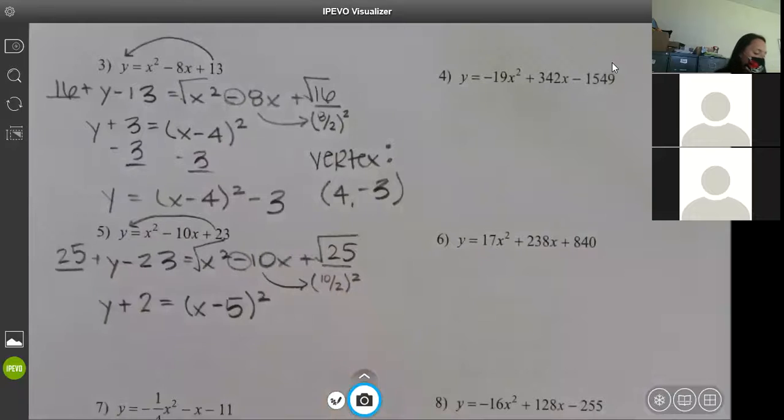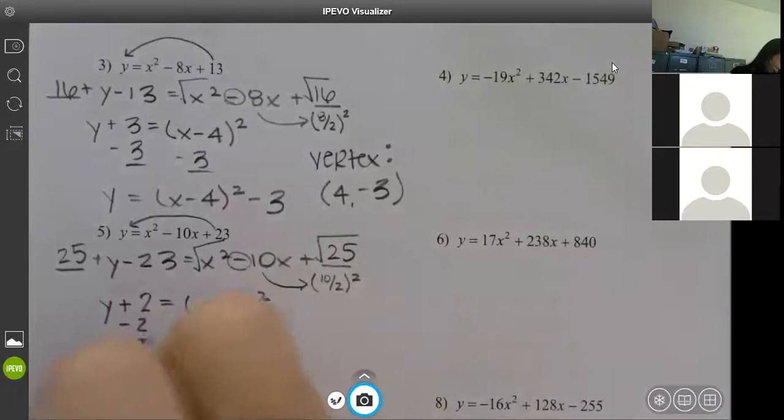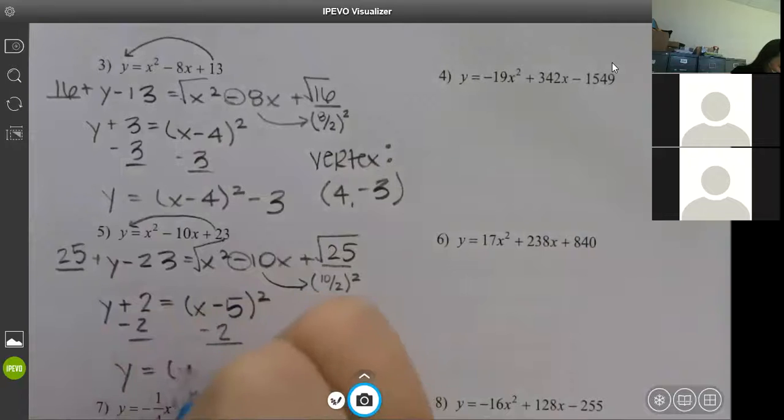Last step, move the 2 back to the other side. So I'm going to subtract 2. And I get y equals (x minus 5) squared minus 2.